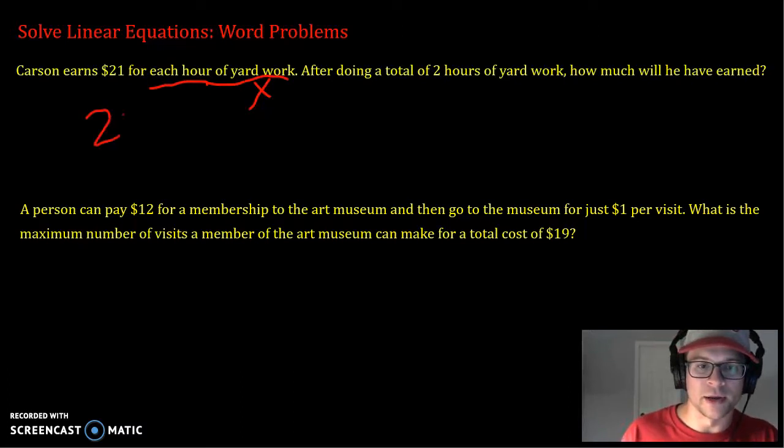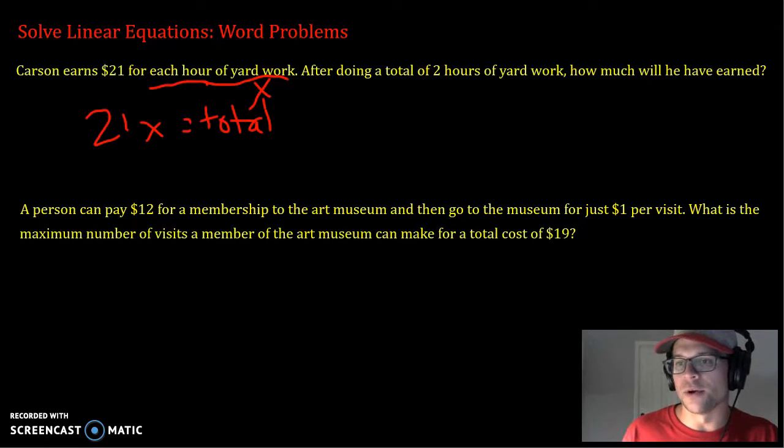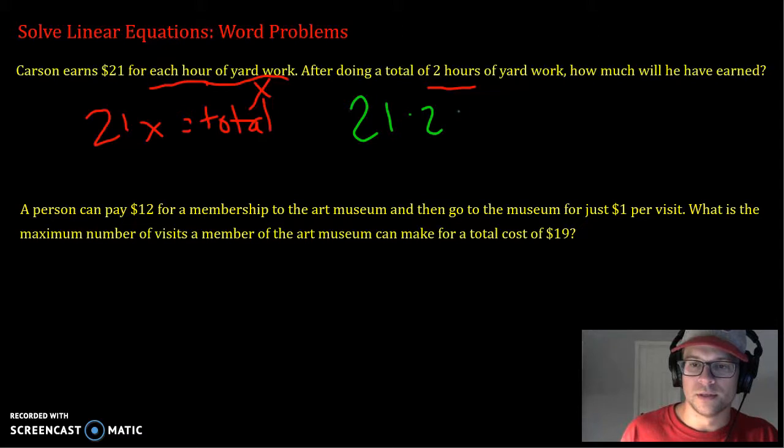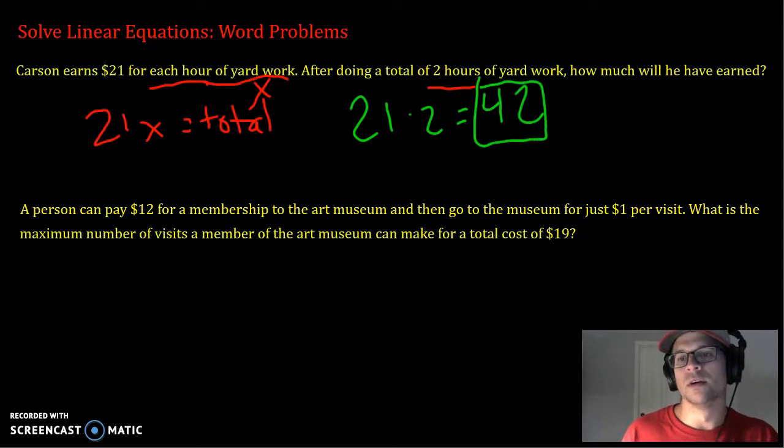So let's set that up right now. $21 times x per hour is going to be equal to his total. And since we're trying to figure out what the total is, how much will he have earned, all we have to do is plug in our 2 hours of total yard work. And that's going to give us $42 of money.